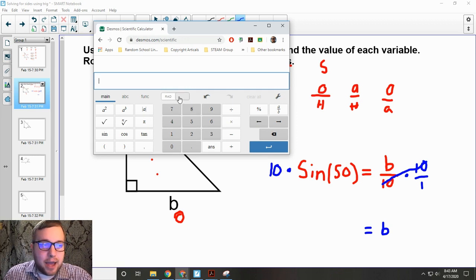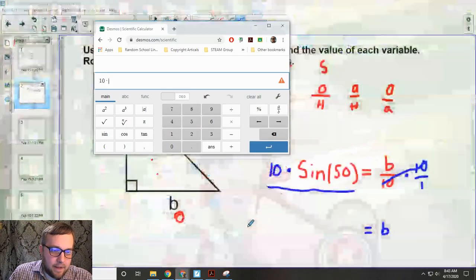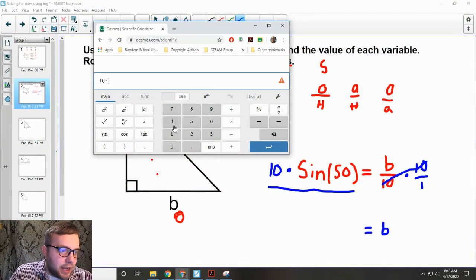Okay, this is not a rad problem, okay? It's a degree, because I'm putting 50 degrees. We need to know that I'm putting in a degree marker here for 50. And so we want to make sure it's always degree, and for this year, you only have to worry about degrees. And so I want to go 10 times, now remember, I'm putting this into my calculator, right? Okay. 10 times the sine of 50. And then I'm going to close that parenthesis out.